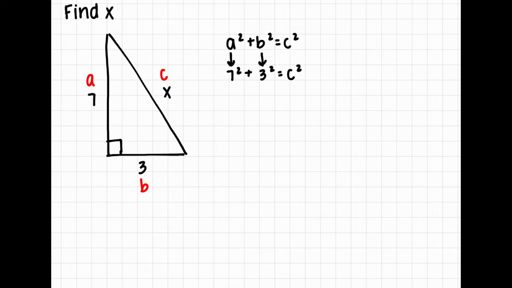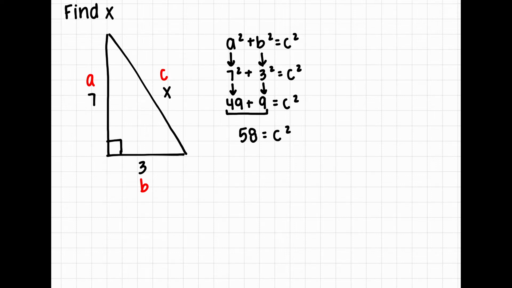The last one, we were looking for a leg. Here we're looking for the hypotenuse. These ones are a little bit easier. So 7 squared is 7 times 7, which is 49, plus 3 squared is 3 times 3, which is 9, is equal to c squared. I can combine these two together. 49 plus 9 leaves me with 58, and it's equal to c squared.